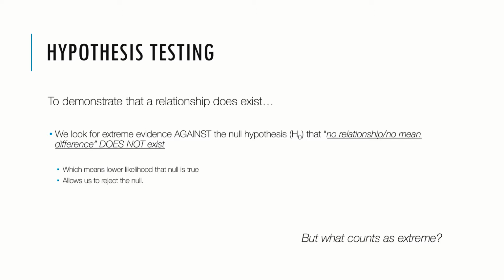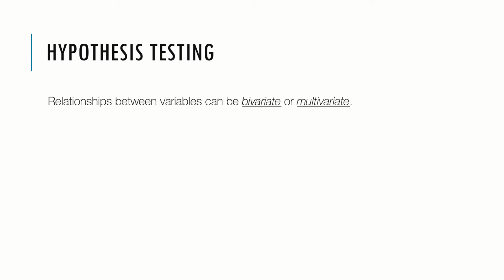We are out in the extremes of the tails of this distribution, so we say that the null is probably not true for our case. So I say we're looking for extreme evidence, right? We want to be out in the tails of that distribution, but what counts as extreme? I do want to point out that hypothesis testing is built for bivariate and multivariate relationships. We can't really do hypothesis testing with univariate stuff because we're only describing one specific variable.